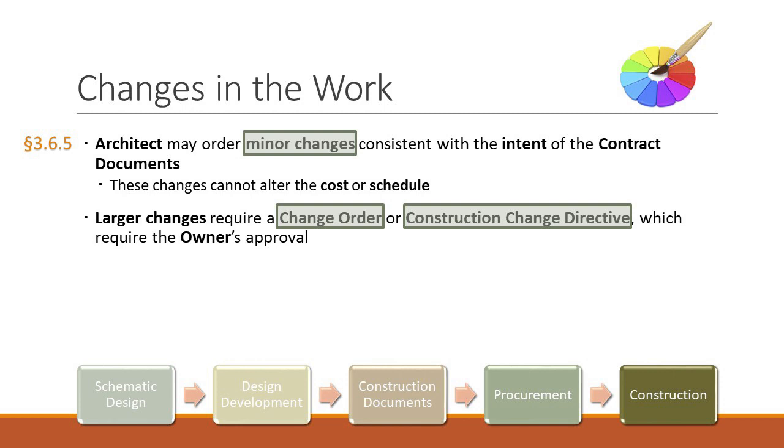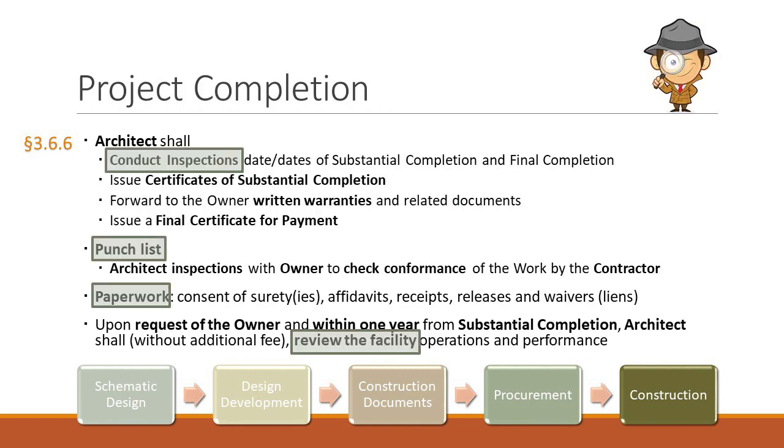But if things get more detailed, then you have to go through what's called a change order, or a construction change directive. Those have to be in writing, and they have a little bit more process to go through. But you can do minor changes in the work. Okay? 3.6.6. Now we get to project completion. This is still all part of your construction administration phase, just so you know.